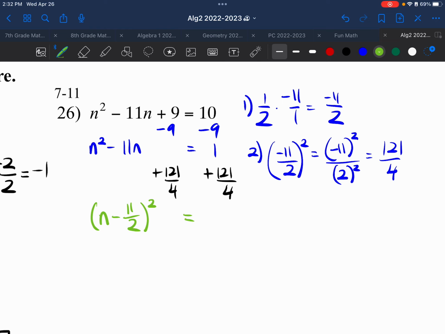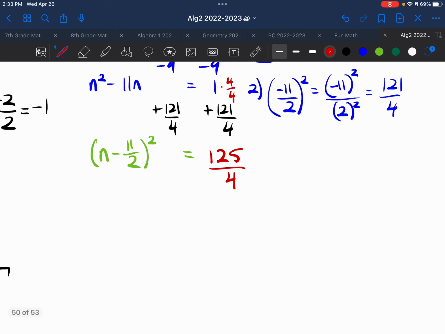This is going to be equal to, and I need to add these two numbers together, but this number is not being divided by 4, and this one is. So to add fractions, they need like denominators, which means our 1 up here needs to be multiplied by 4 over 4. So 4 plus 121 is 125, and that's still being divided by 4.